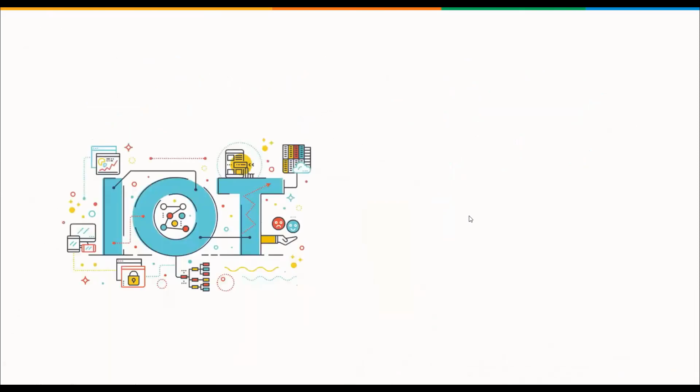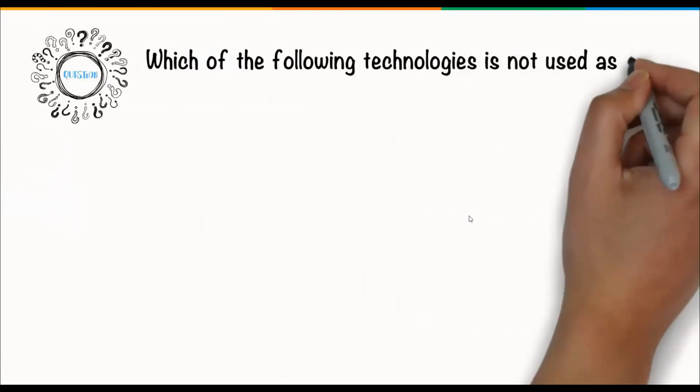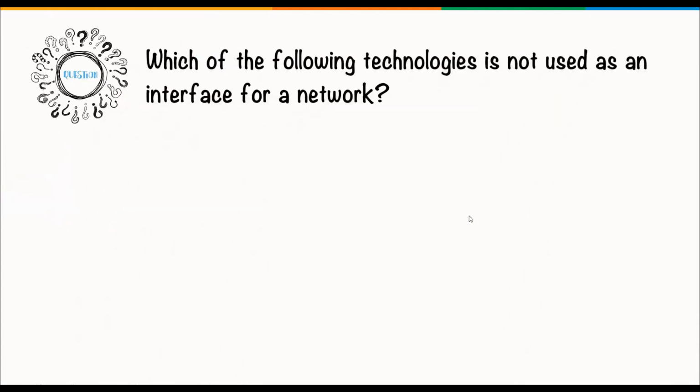Now that you have a picture of what IoT is, here's a simple question for you. Which of the following technologies is not used as an interface for a network?